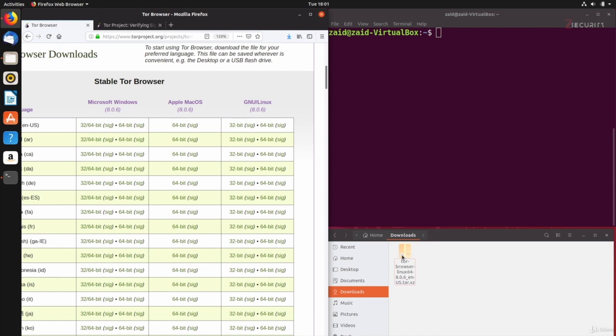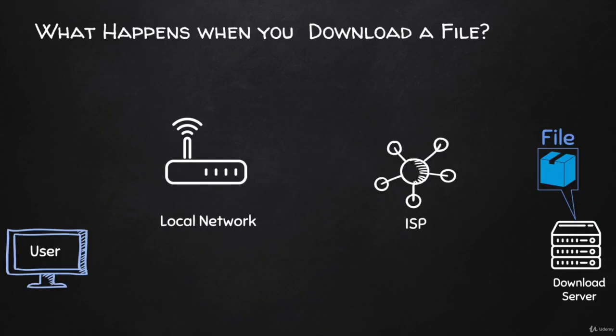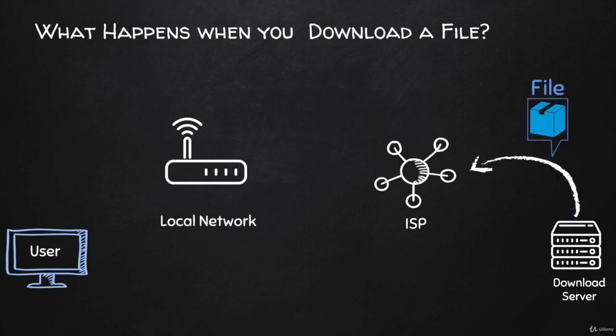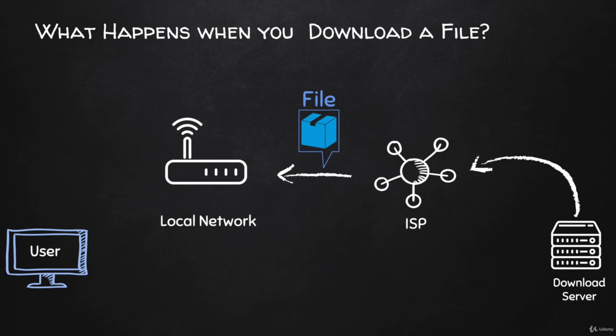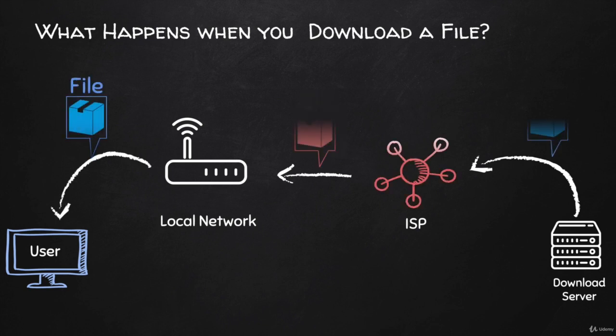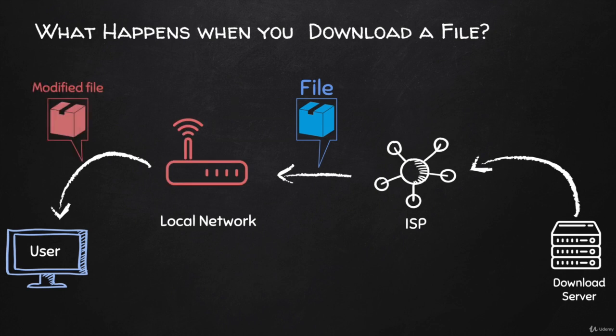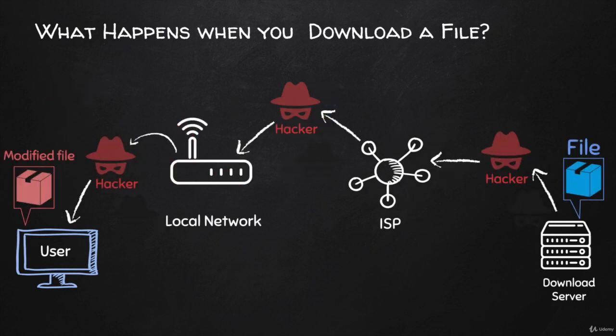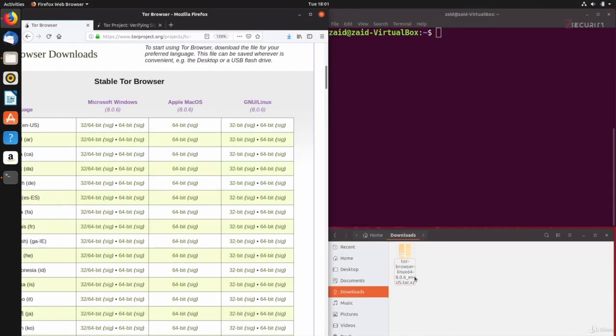But before doing this, it's a really good idea to verify that the file that we just downloaded right here has not been modified as it was being downloaded. Because when you download something from the internet, it passes through a number of nodes and it can actually be modified by your internet service provider, by your network admin, or even by hackers if they manage to intercept the connection. So, what I want to do right now is verify that the file that I just downloaded did not get modified as it was being downloaded from the TOR website.